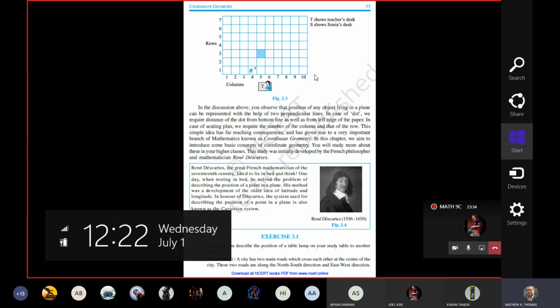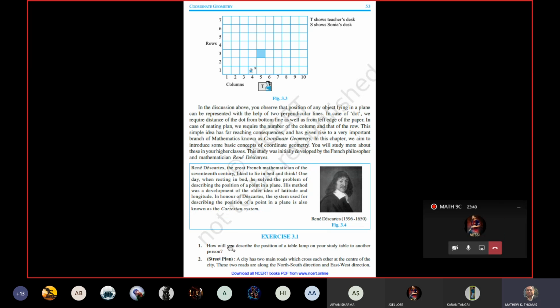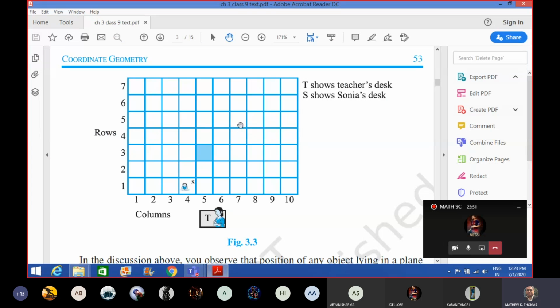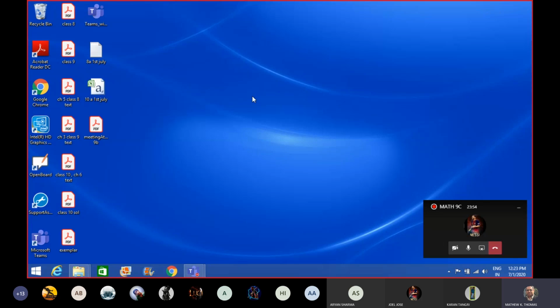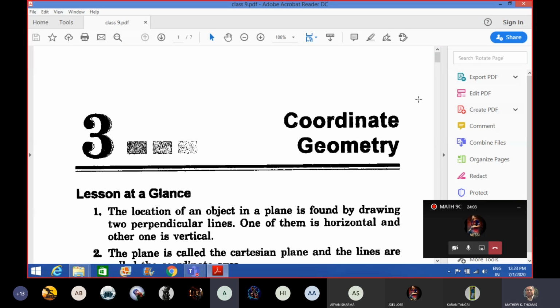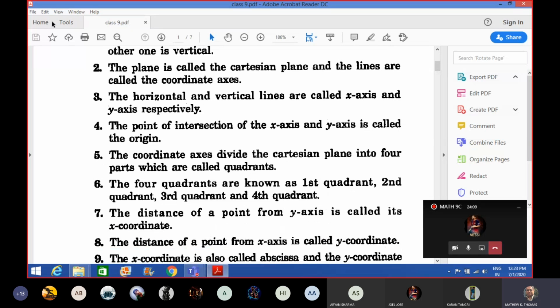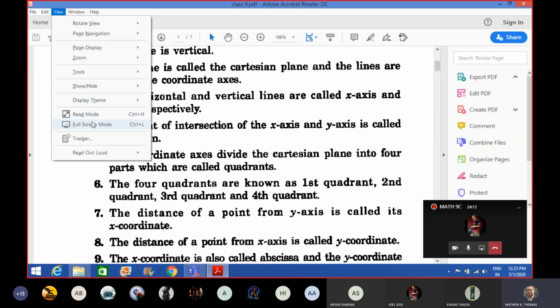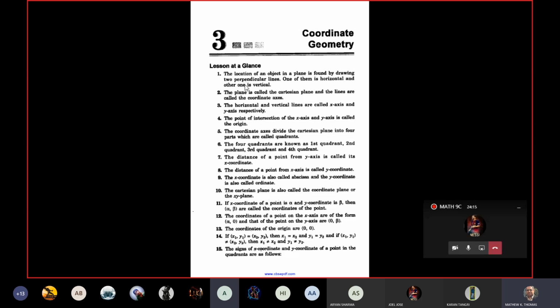Understood? So the first exercise that we are going to do is basically about location of points. So what is the question? How will you describe the position of a table lamp on your study table to another person? Now you have kept it somewhere. How will that person know where you have kept it? Suppose he has kept a table lamp. How will you explain to another fellow? Is it easy or is it difficult? They say it's easy. How will you do it? Tell me.